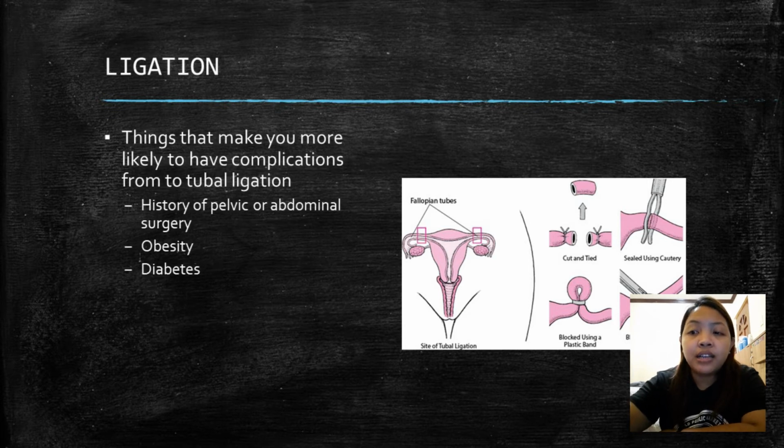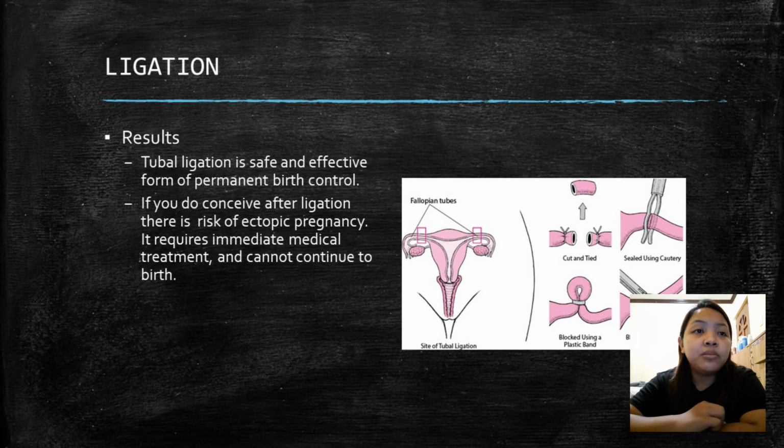Things that make you more likely to have complications from tubal ligation include a history of pelvic or abdominal surgery, obesity, and diabetes. For the results, tubal ligation is a safe and effective form of permanent birth control. If you do conceive after ligation, there is a risk of ectopic pregnancy. It requires immediate medical treatment and cannot continue to birth. If you think you're pregnant at any time after tubal ligation, contact your healthcare provider immediately. Keep in mind that although tubal ligation reversal is possible, again, the reversal procedure is complicated and may not work.